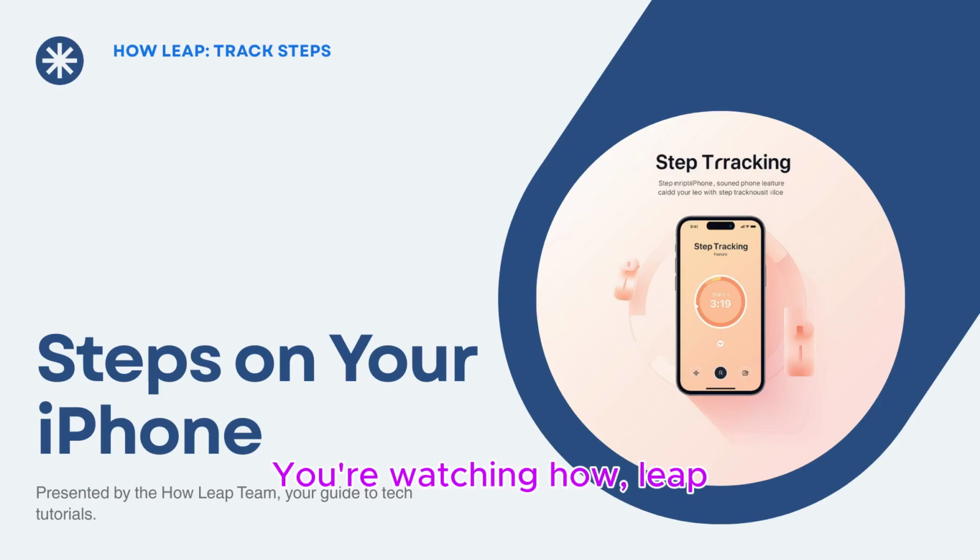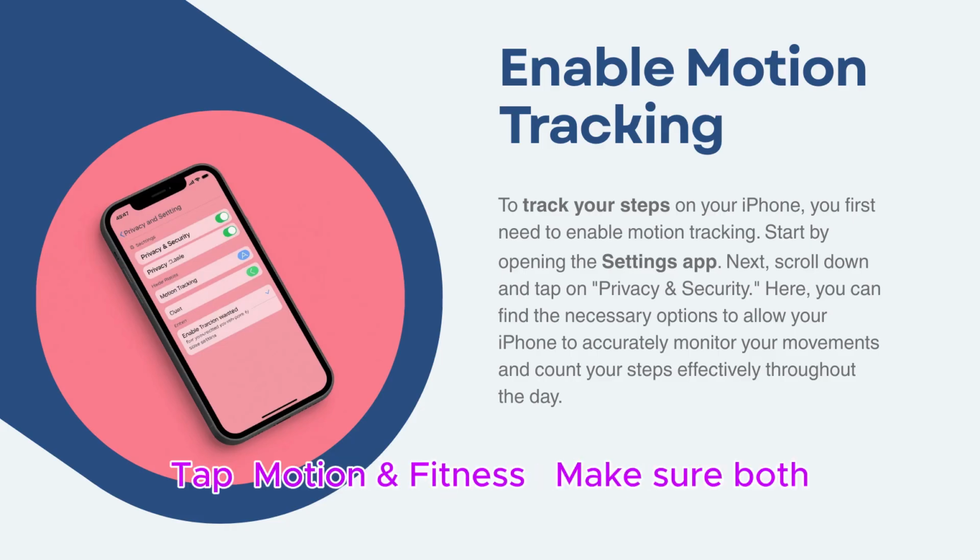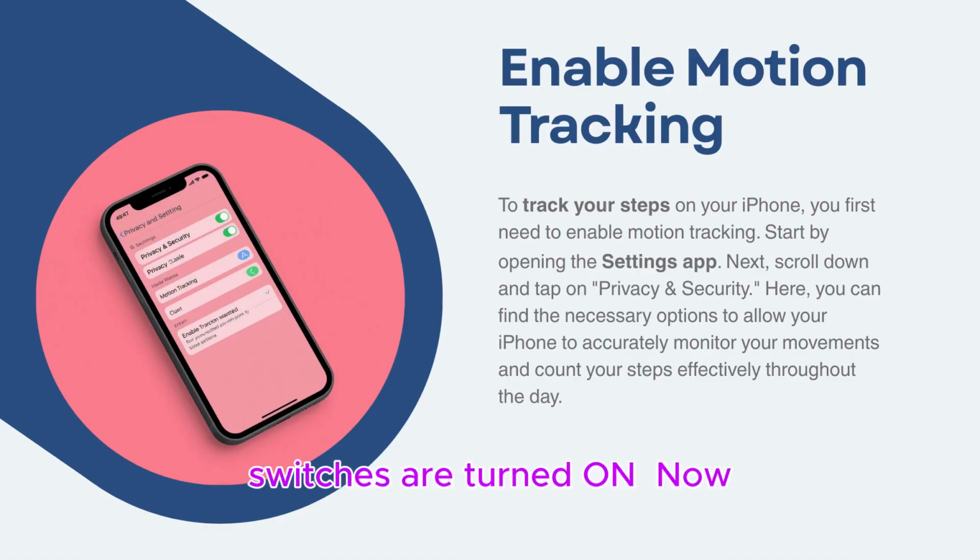You're watching how Leap lets track steps on your iPhone without an Apple Watch. First, ensure your iPhone has motion tracking enabled. Open the Settings app, scroll down and tap Privacy and Security, tap Motion and Fitness. Make sure both fitness tracking and health switches are turned on.